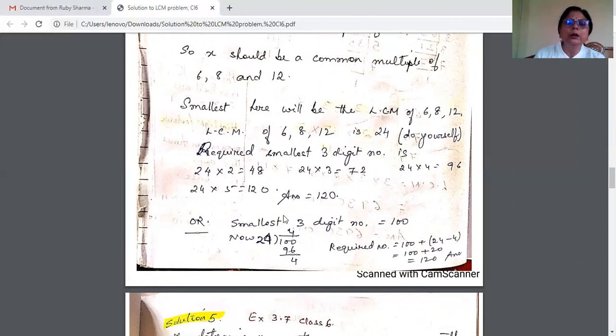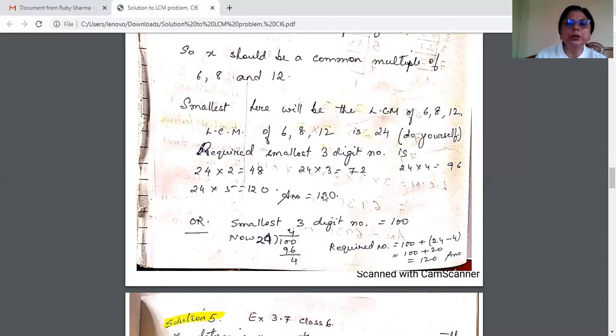This is the smallest common multiple, which will be divisible by 6 also, then by 8 also, by 12 also. Okay. This is another way, like suppose 100 is the smallest 3-digit number. Then you divide by 24, 4s are 96. Now 5s will give you the next first least 3-digit number, which will be divisible by 6, 8 and 12, isn't it?